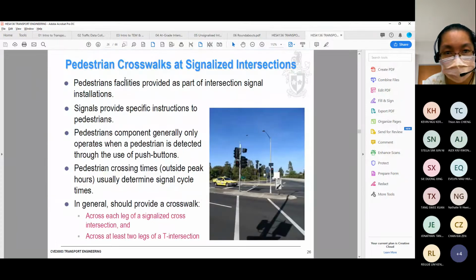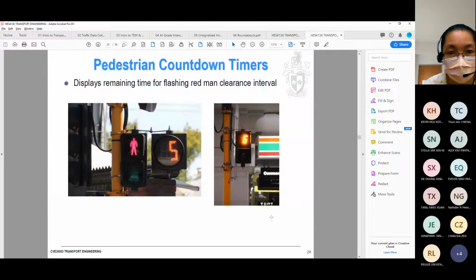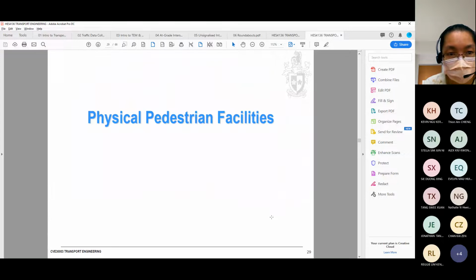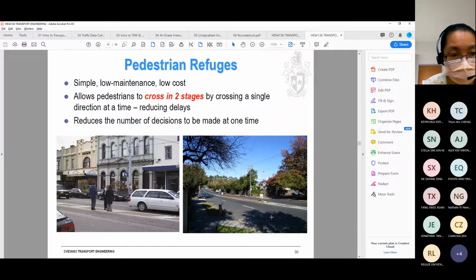We also have pedestrian crossing at signalized intersection. So just now the earlier one was at mid-block, not at intersection. Then we have pedestrian facilities to help the pedestrians cross safely or safer. Not to provide them time, but to reduce the number of decision making.